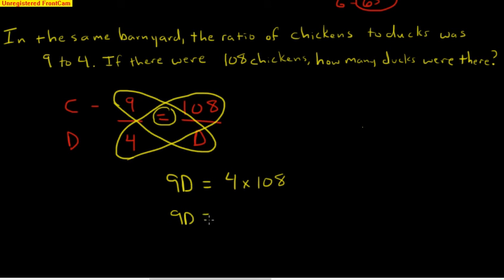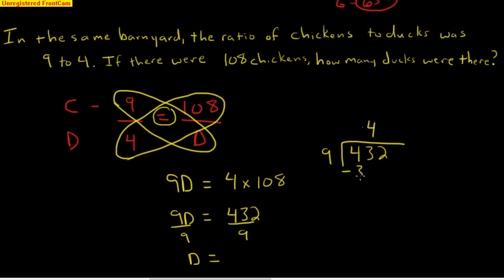Simplify. 4 times 108. 4 times 100 is 400. 4 times 8 is 32. 432. And we're going to have to divide by 9. Divide by 9 to find D. 432 divided by 9 is 48 ducks. That is using ratios to solve ratio problems.